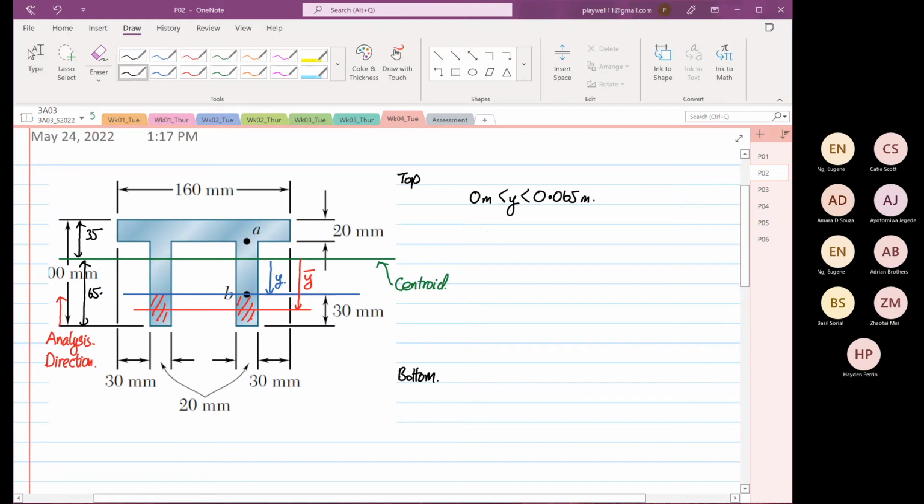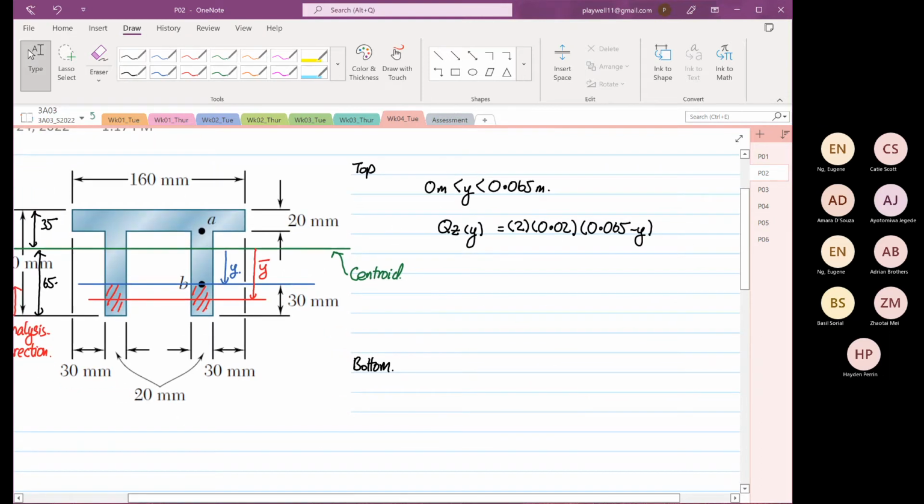Okay, so you have Q, y bar. Oh, sorry. First moment of area about the z-axis as a function of y. Okay. So the width. Again, you have twice, left and right. You have 0.02 for the width. The depth is equal to 0.065 minus y, and then 0.065 plus y. Okay, and then you have to multiply by half.